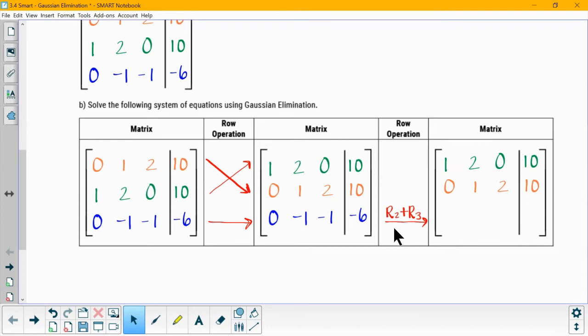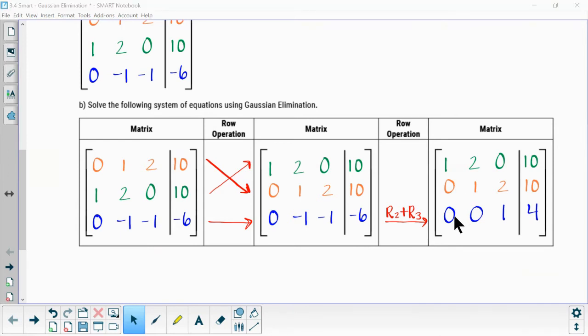Now I'm going to go through and add row 2 and row 3. So 0 plus 0 is going to give me 0. 1 plus negative 1 is going to give me 0. 2 plus negative 1 is going to give me 1, and 10 plus negative 6 is going to give me 4.